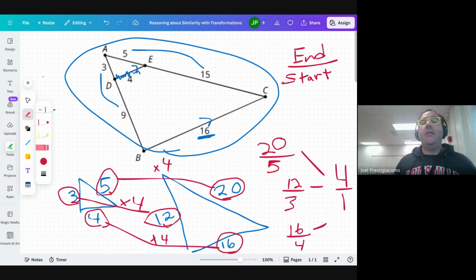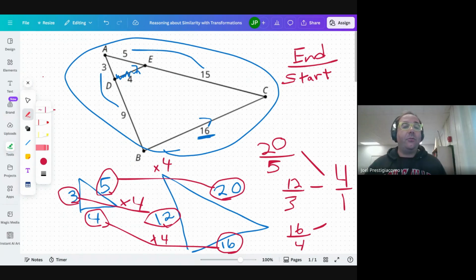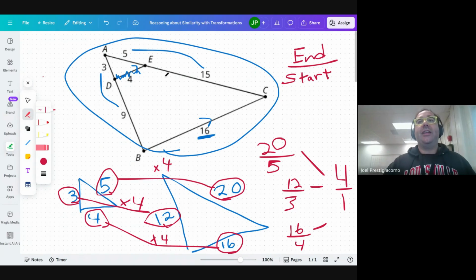Now we also need all of the angles to be the same as well. But if we don't know information about the angles, with triangles particularly, we can just look at sides. And if the sides have the same ratios, then it's going to work.